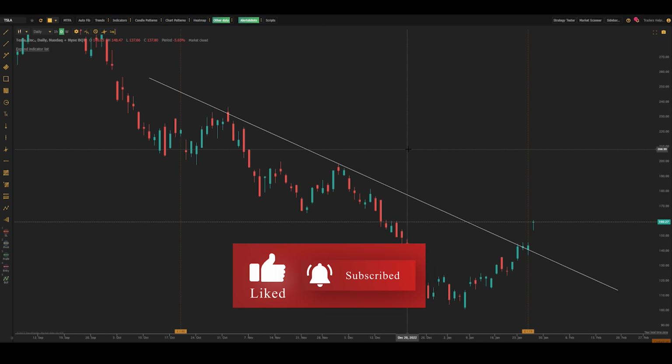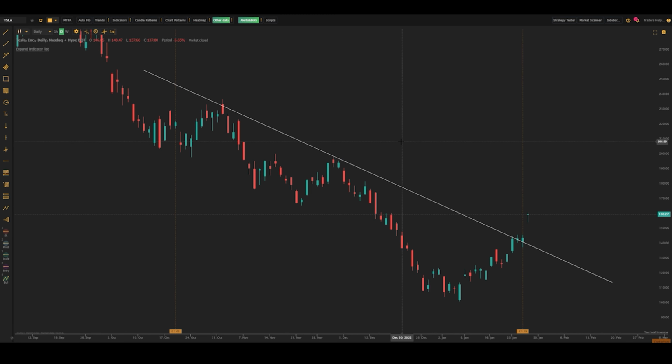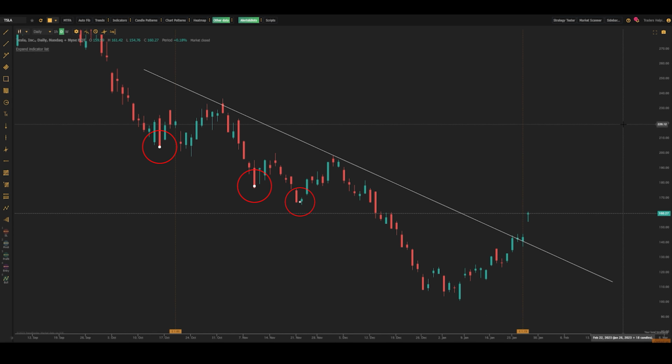So let's talk about the downtrend. This is probably something that you will see most nowadays, with how the market's been in the past year and probably the coming year. This is an easy downward trend that we're looking at on Tesla, and all that happens is the stock is moving its way down, making lower highs each and every single time, and lower lows along with it.